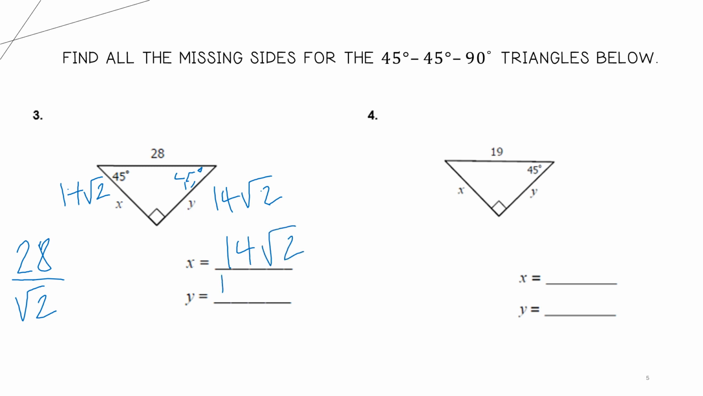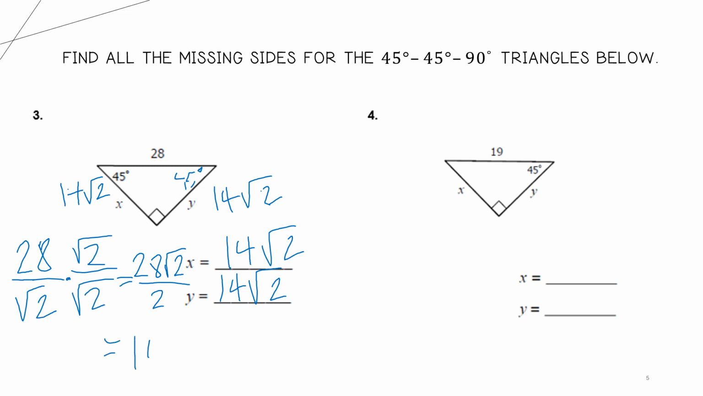Now, if you don't have a calculator and you do this by hand, you have to do what's called rationalizing the denominator. You have to get rid of the square root in the denominator. So what you do is you multiply both numerator and denominator by root 2, because root 2 over root 2 is 1, and you can multiply anything by 1. In the top, that gives you 28 root 2. But in the bottom, it gives you root 4, and root 4 is just 2. So essentially, they cancel each other out, and 28 divided by 2 is 14. So that ends up being 14 root 2.